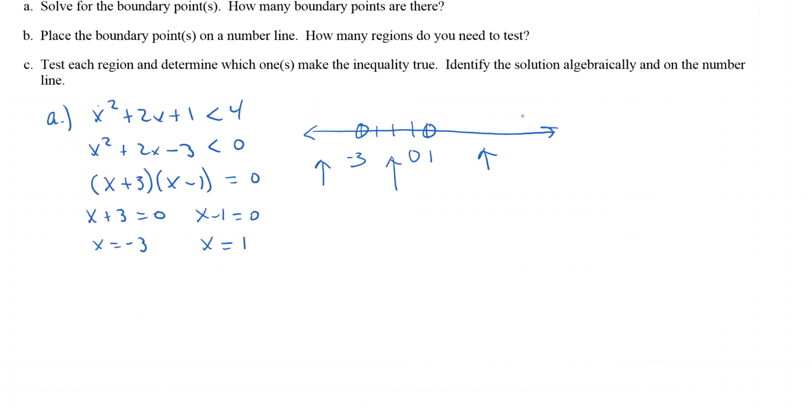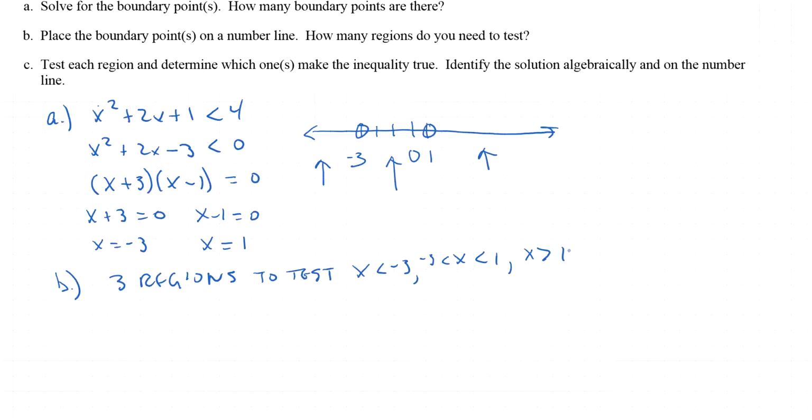So for B, they were asking us: place the boundary points on a number line, how many regions do you need to test? When you look at this, we have 3 regions to test. We have to test x is less than negative 3. We have to test x is greater than negative 3 and less than 1. And we have to test x is greater than 1.